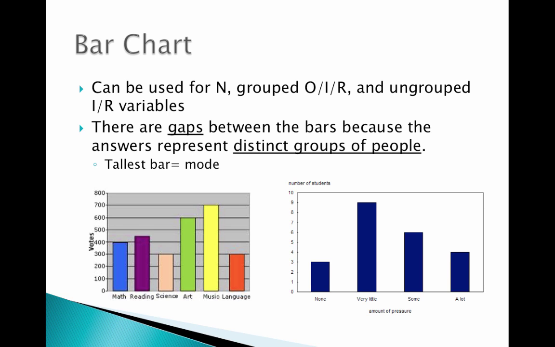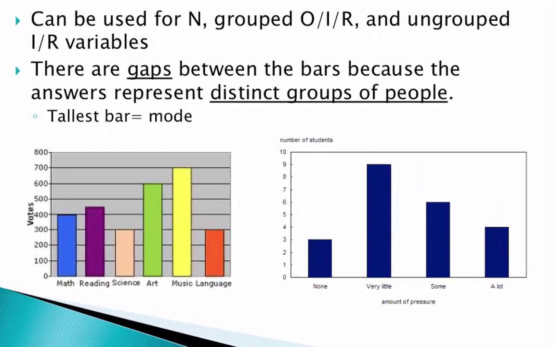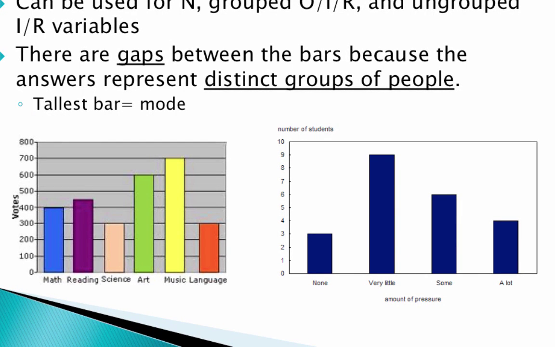The reason for this is that each of these bars represents a distinct group of people. So if we're looking at the left chart, favorite subject, we see that the most people said music was their favorite one, that is just music. Language, art, science, reading, those are all different groups of people that said that was their favorite subject. Just looking at amount of pressure: none, very little, some, at all. Again, these are distinct groups of people, categories, which is why we see the gaps.